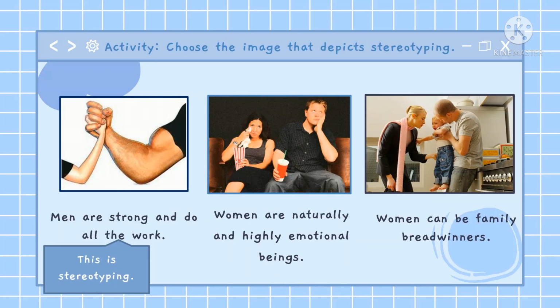To test your understanding about stereotyping, try this activity where you need to choose the image that depicts stereotyping. The answer in the first image is given already. Men are strong and do all the work. That is stereotyping, because it means men are supposed to be strong and do all the work. They disregard the responsibilities of women. But we should remember that women can be strong as men. You can answer now the next two images. Right after the slides, we will check if you got the correct answers.